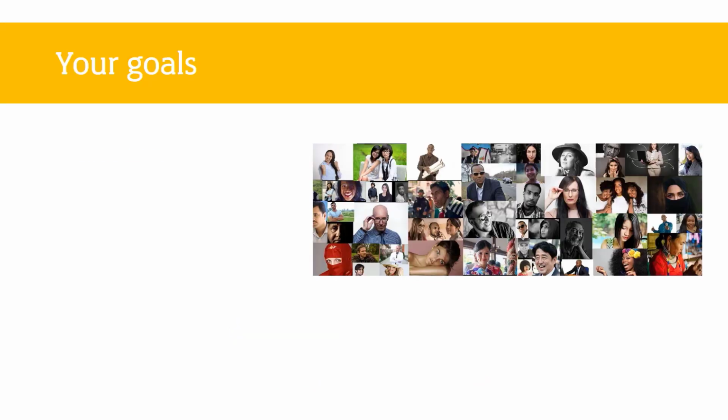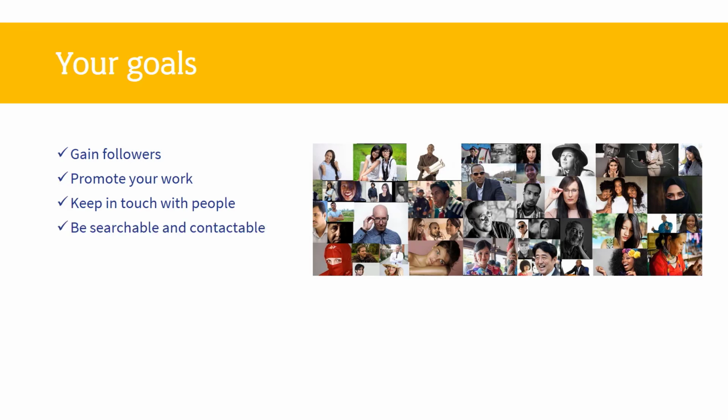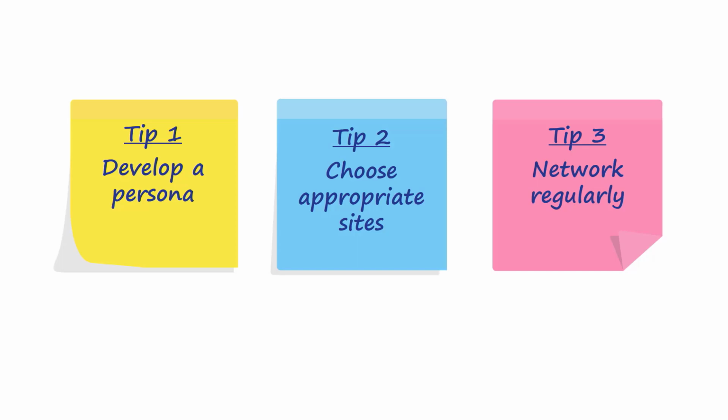So your goals are to gain more followers than you are following, create a big enough audience that your posts work as a promotion for your work, develop a space to maintain your networks, be searchable and contactable, and remember not to saturate the space. Find a balance between staying active online and not bombarding people. So with these 3 tips, you should be ready to create your professional online persona.